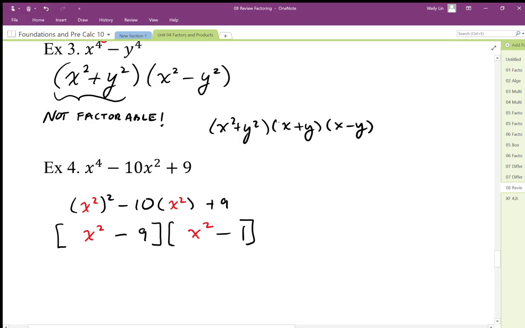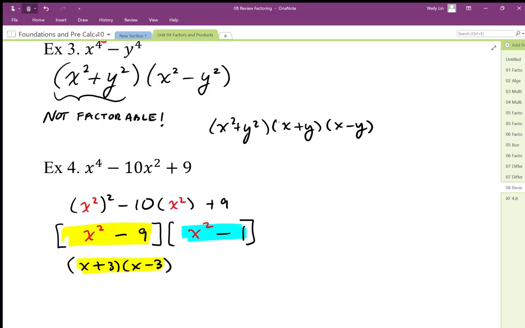Now, I'm not quite done because this is still a difference of squares. So this factors to x plus 3, x minus 3. So that's what we have to recognize, that once I factor, this is actually a difference of squares. And this as well is a difference of squares here. So I can factor that into x plus 1, x minus 1, into its conjugate pairs.